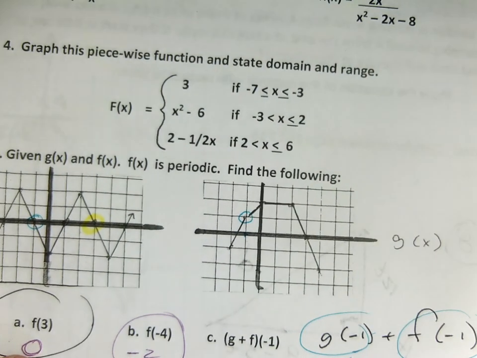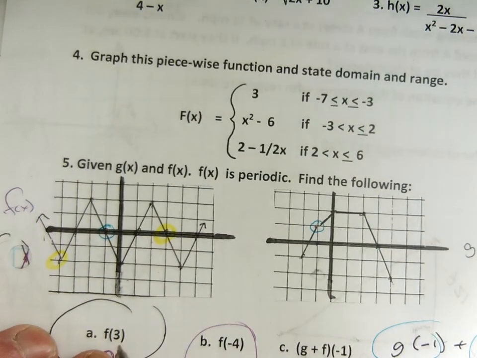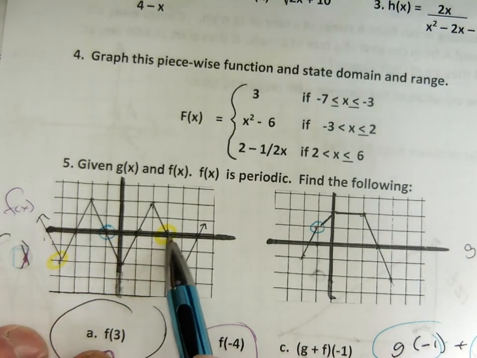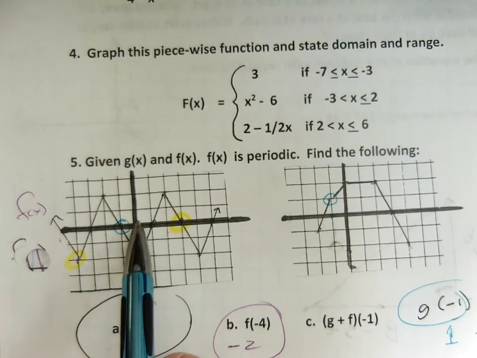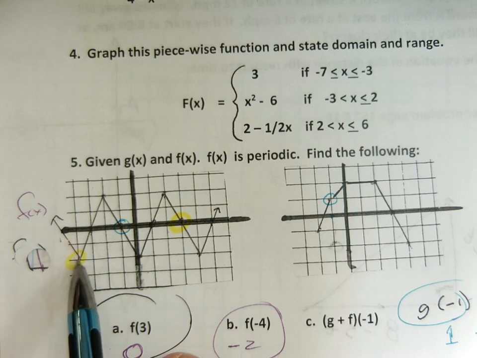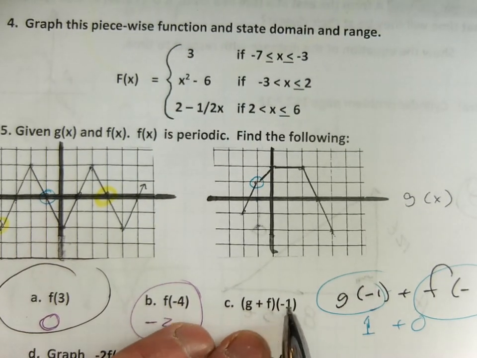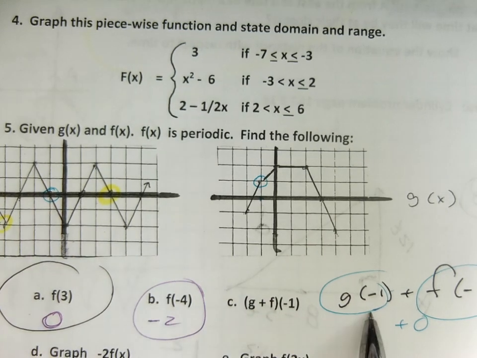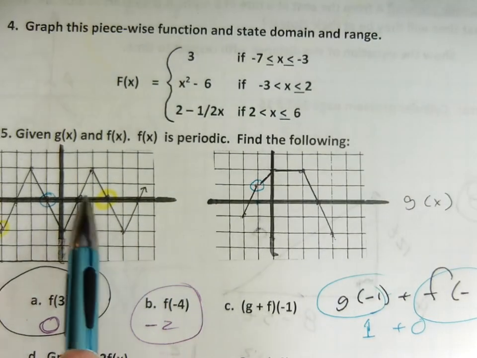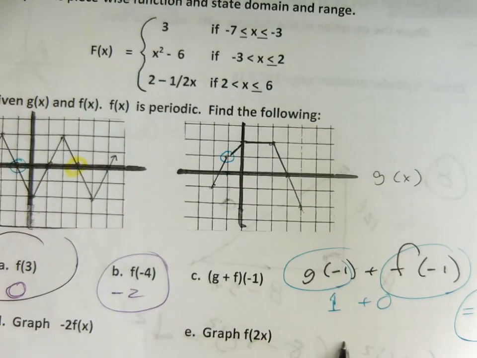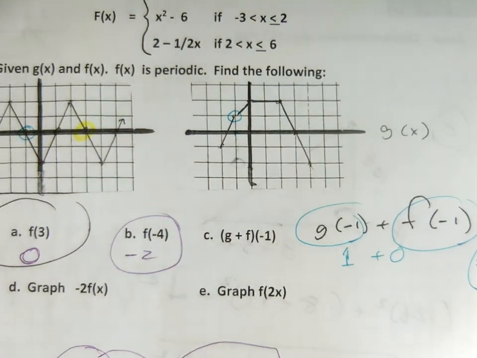Number 5a, f of 0, okay? F of 3, I go to 1, 2, 3, the answer is 0. F of negative 4, I'm going to go back 1, 2, 3, 4, the answer is negative 2. G of 1 plus G of negative 1: G of negative 1 is 1, F of negative 1 is 0, so you add the two values and you get 1, okay? I did D and I did E, okay?